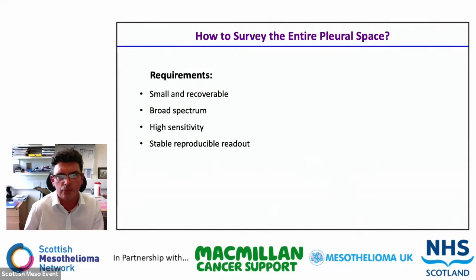Whatever we use should be able to detect and measure a broad spectrum of molecular elements, whether it's proteins or metabolites or what have you, because we don't know which molecules are actually going to inform us of whether or not a patient has mesothelioma. It would need to have very high sensitivity, able to pick up really minute quantities, tiny fractions of a gram of any of these materials that may be informing that there's mesothelioma somewhere in the chest cavity that hasn't been picked up by biopsy. And we want ultimately a stable, reproducible readout.